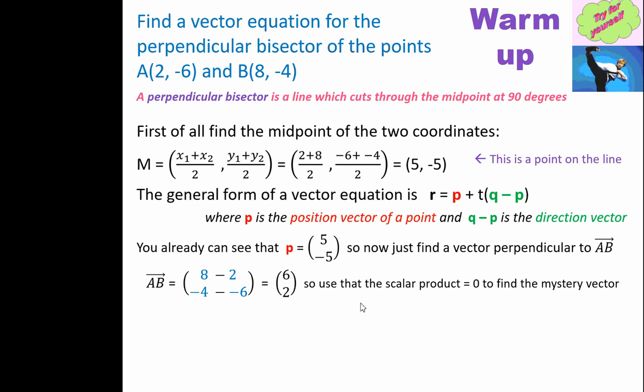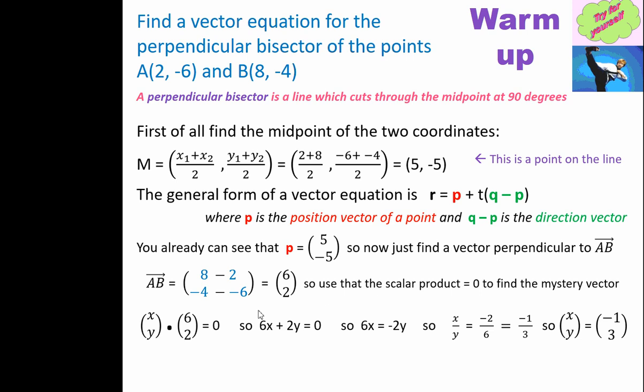So use the fact that the scalar product is equal to 0 to find the mystery vector. Remember, if two vectors are perpendicular, their dot product or scalar product is equal to 0. That's a very important thing to remember. So we can try to think, okay, 6 times what plus 2 times what could potentially get you an answer of 0. Try to think logically what would make sense. Basically the direction vector, if you dot product it with this one, you've got to get an answer of 0.